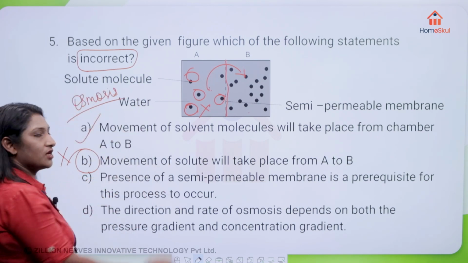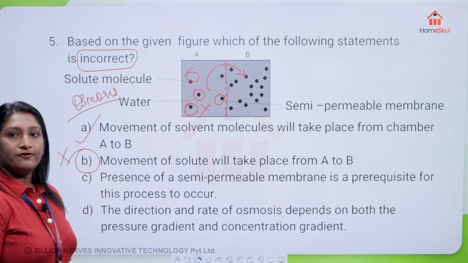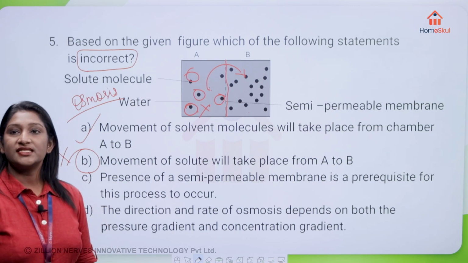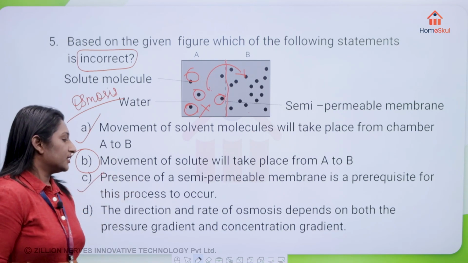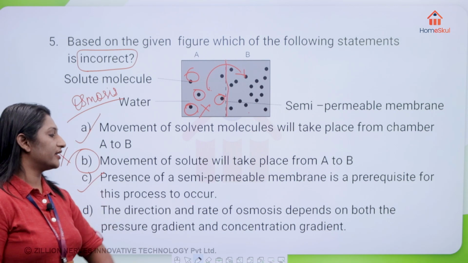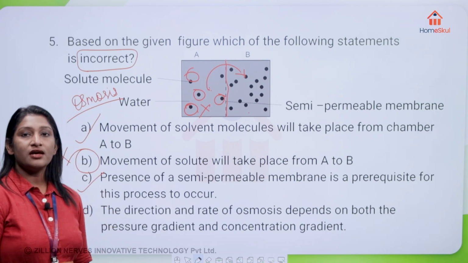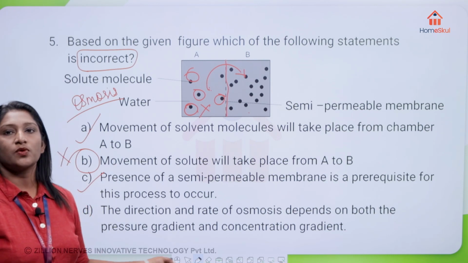This process is osmosis. Osmosis is a diffusion itself, right? So for the process to occur, the presence of a semi-permeable membrane is the prerequisite. That is again correct. Then, the direction and the rate of osmosis depends on both the pressure gradient and the concentration gradient. Definitely, the pressure gradient and the concentration gradient are very important for this process to happen.